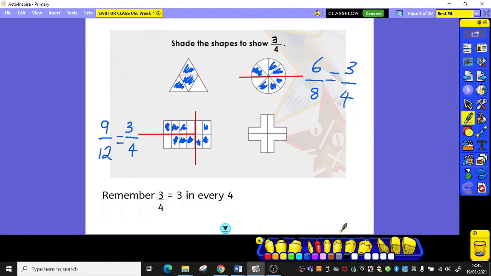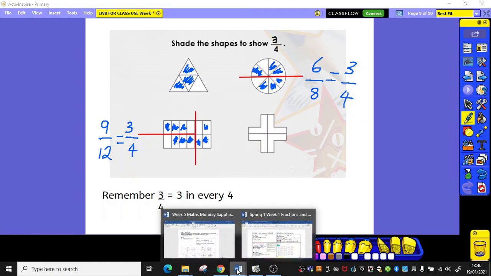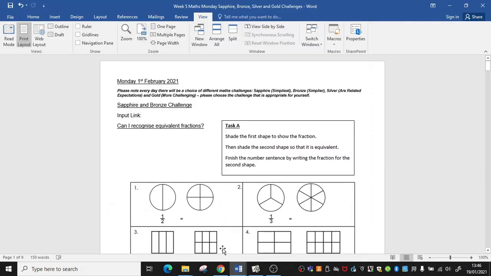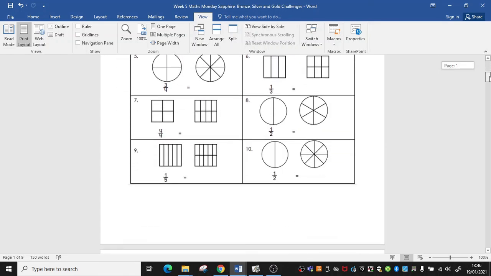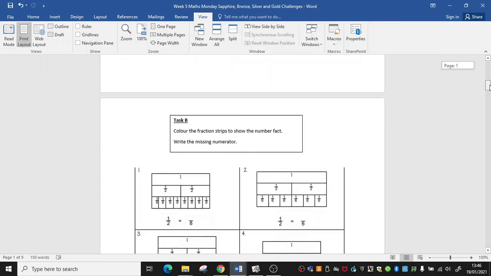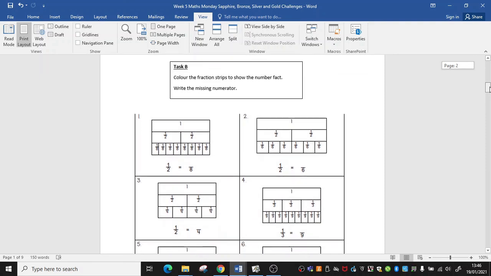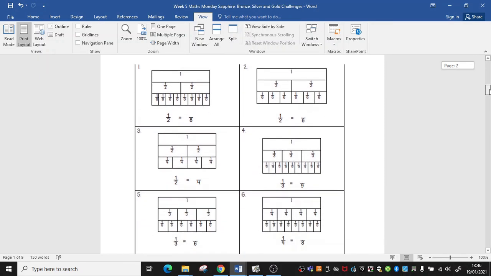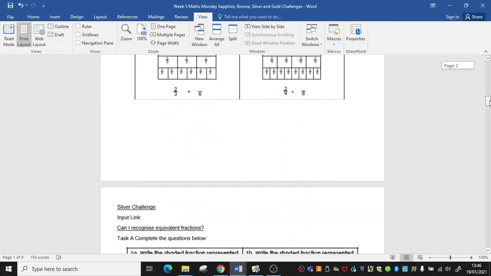That should be enough information for you to be successful with your task today. So for a slight change today, I'm actually going to be asking anyone who chooses the bronze or the sapphire challenge to do the same thing. Your instructions for task A are here, and you need to colour in some shapes and label them. And your instructions for task B are there, again, colouring in shapes and labelling them.